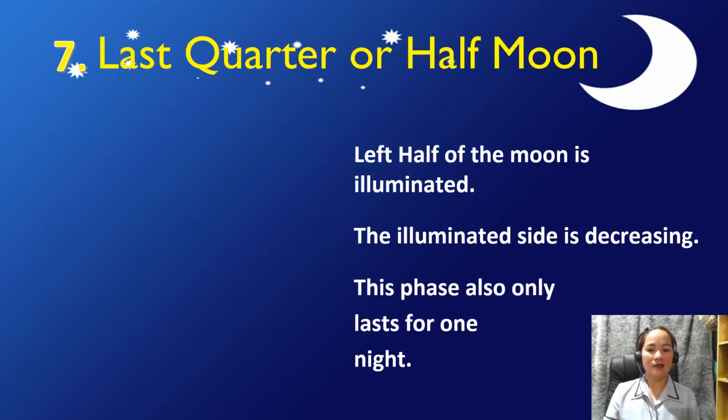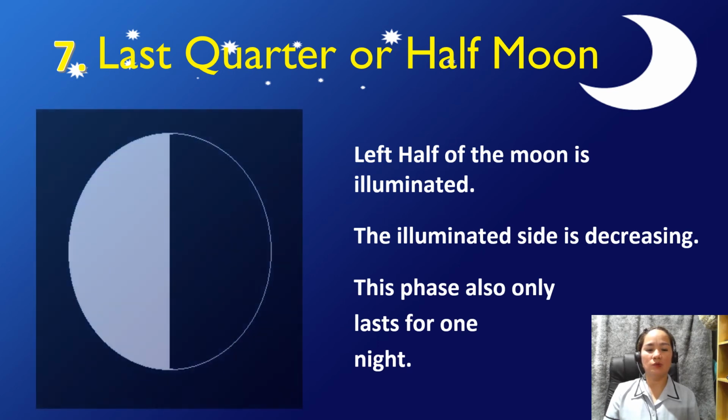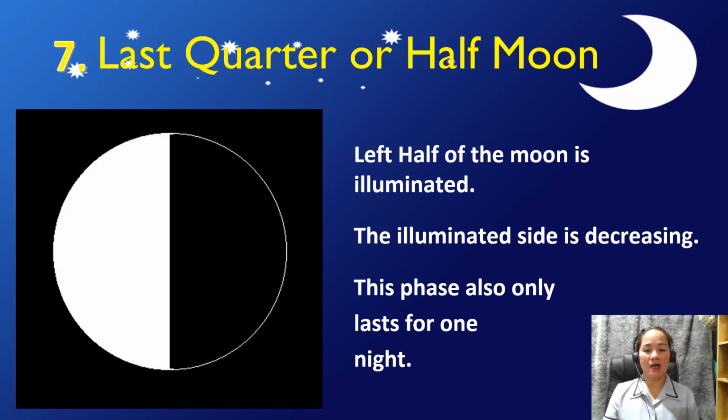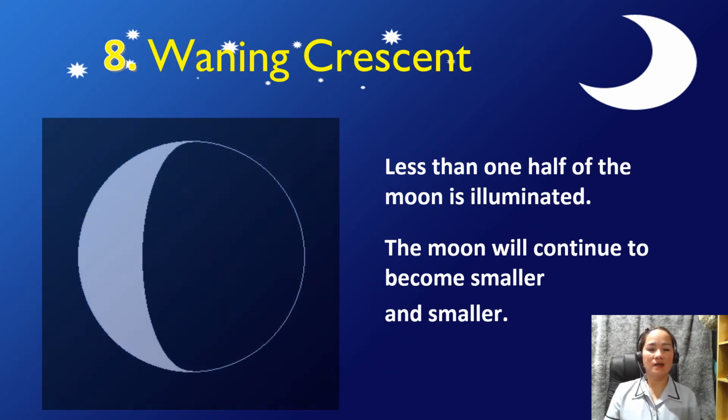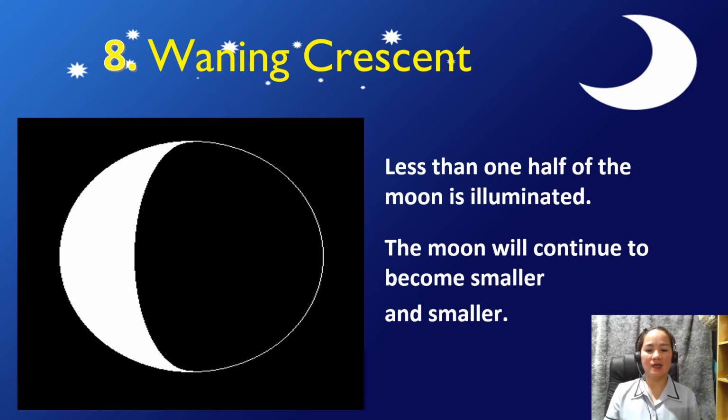Next is the last quarter or half moon. Okay, so this time, the left half of the moon is illuminated. The illuminated side is decreasing. This phase only lasts for one night. The last one is the waning crescent. Less than one half of the moon is illuminated. The moon will continue to become smaller and smaller.